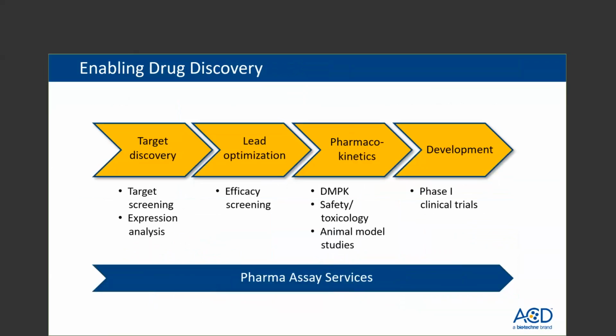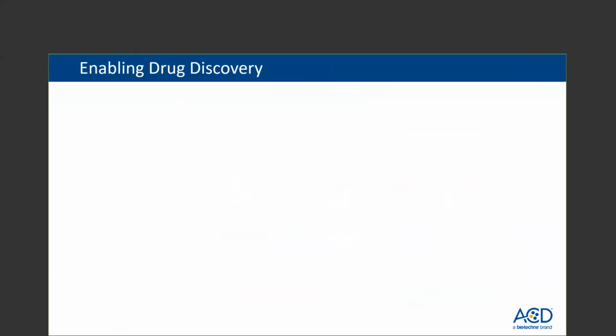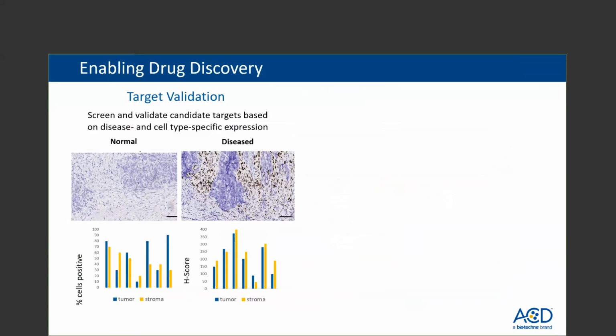The PAS group helps enable drug discovery, starting at target discovery stage with target screening and expression analysis, all the way into phase 1 clinical trials and development of the drug. Just going a little bit deeper into this, how can we help with target validation? We can help with screening and validation of candidate targets based on disease and cell type specific expression.